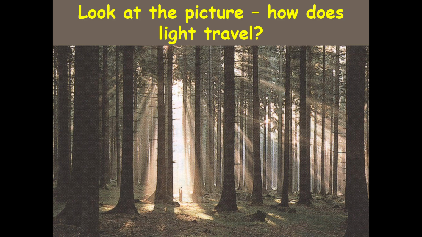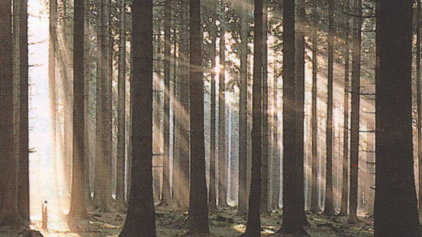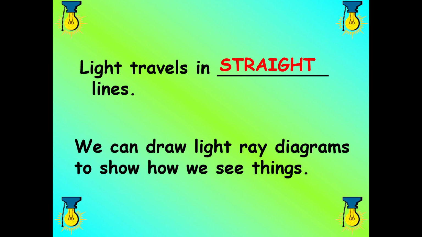If it didn't travel in straight lines, we'd never have any shadows. And of course, shadows are important. So what we need to do is have a look at how we draw these in ray diagrams to show how we see things. So light travels in straight lines.